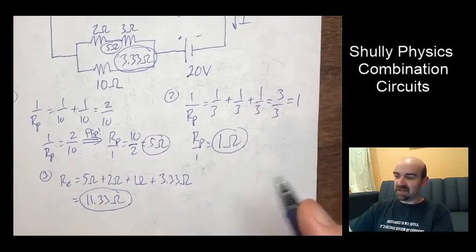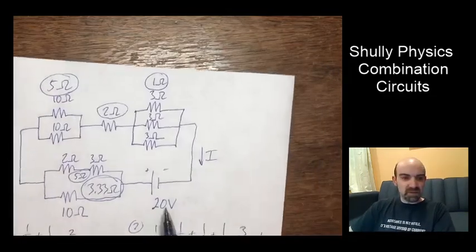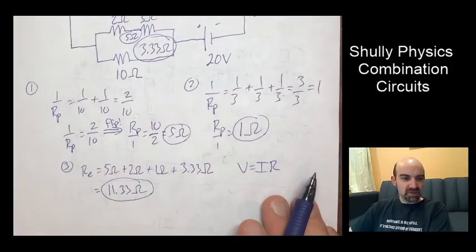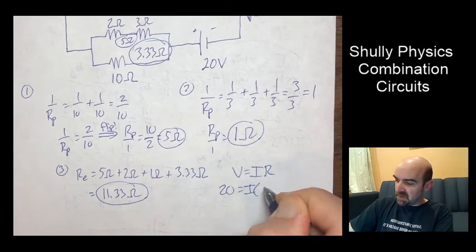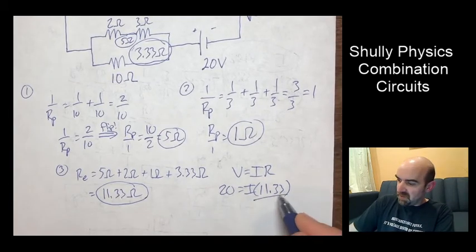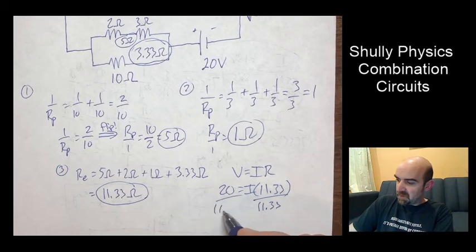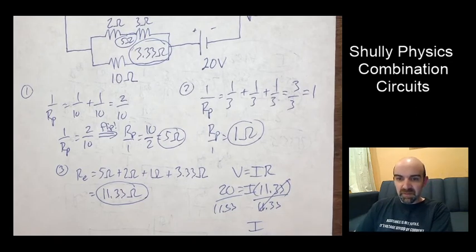So let's not forget our last step. V equals IR. We've got 20 volts applied to an equivalent resistance of 11.33. So 20 equals I times 11.33. And calculator off here to the side, 20 divided by 11.33. Got a 1.77.